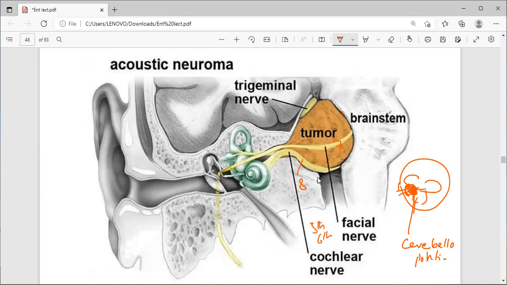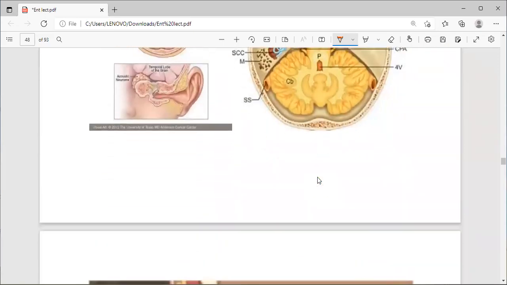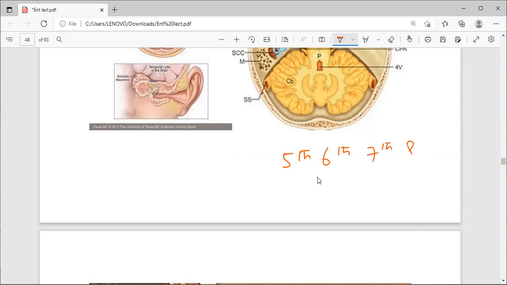5th and 6th nerve. 5th is the trigeminal, and the 6th is the abducens nerve. So look, it will come up here. It will involve facial paralysis, the sensorineural hearing loss might be, or it can have other problems like 5th and 6th nerve. So whenever you see 5th, 6th, 7th, 8th, you are dealing with vestibular schwannoma or acoustic neuroma.